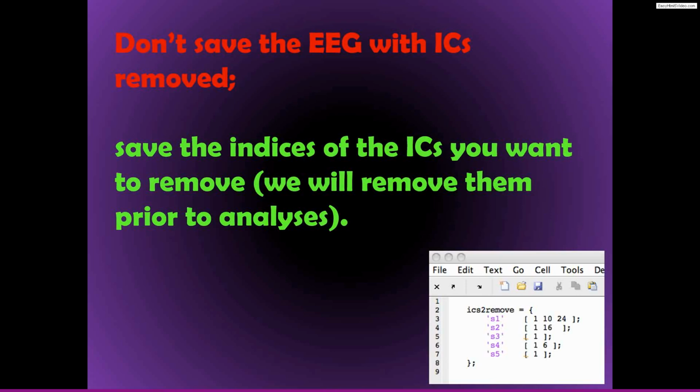So if you change your mind later, or if you want to go back and say, well, I don't know about this component 24, maybe I want to leave that in. If you were to remove the components and then save the data right away, you would need to rerun the ICA from the beginning. But if you just mark these components to remove and don't remove them until you actually run the analysis, then it's much easier. You can just get rid of this number 24, and then you won't need to rerun the ICA algorithm.